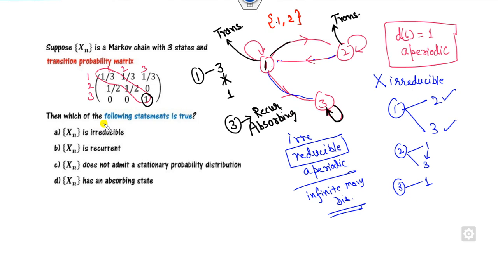Now look at that. Which of the following statements is true? Is it irreducible? Cancel, because it is not irreducible. The states are recurrent. When will it be recurrent? When all states are recurrent, but 1 and 2 are transient. Cancel. Does not admit a stationary distribution? Wrong, because it has infinitely many stationary distributions. It has an absorbing state, yes. 3 is my absorbing state. This is the right answer to this problem.